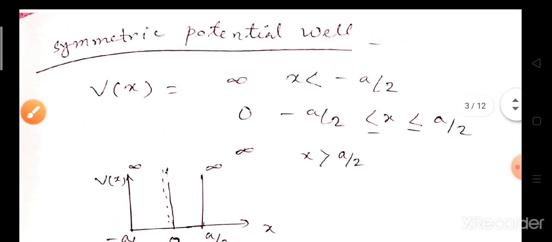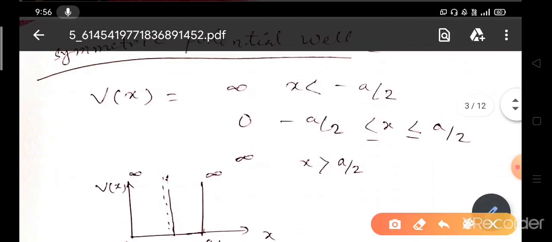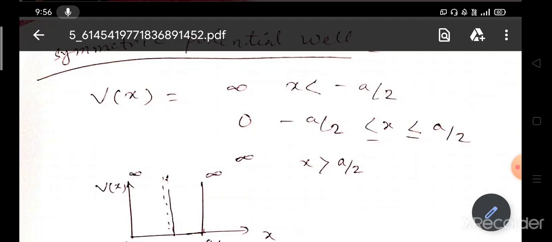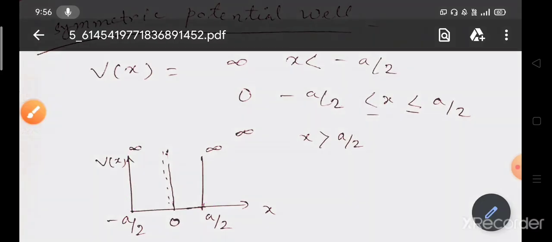What is the symmetric potential? In the symmetric potential, V of x equals infinity for x less than minus a by 2, 0 for minus a by 2 to plus a by 2, and infinity for x greater than a by 2. Means from minus a by 2 to plus a by 2, V of x is 0, and where x is less than minus a by 2, this region is also infinite, or greater than plus a by 2, this region is also infinite.